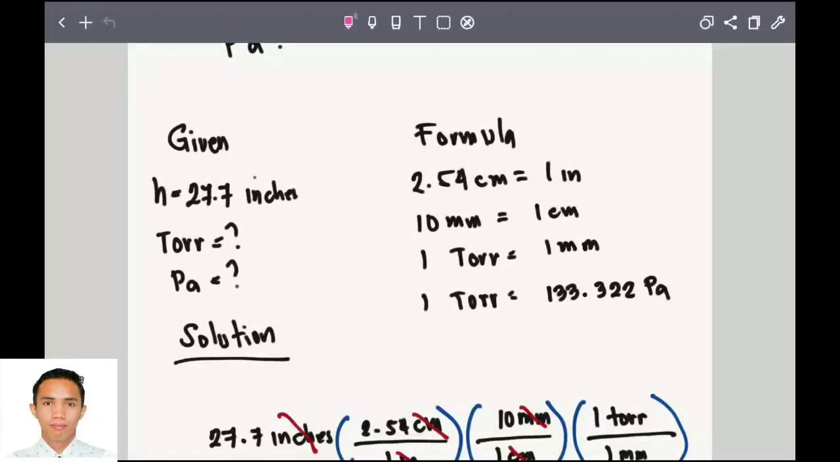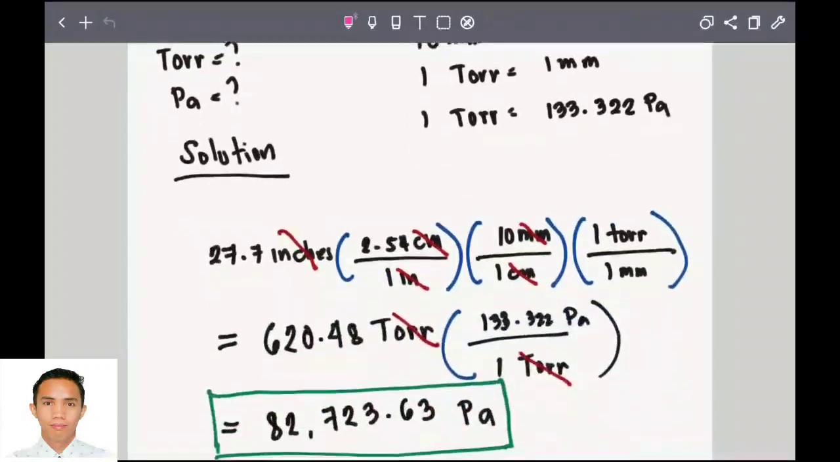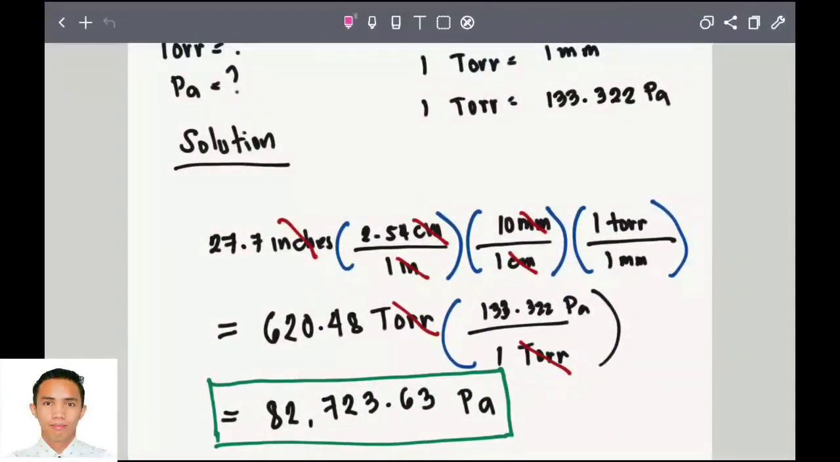2.54 cm is equivalent to 1 inch. 10 millimeter is equivalent to 1 cm. 1 torr is equivalent to 1 millimeter. 1 torr is equivalent to 133.322 Pascal. Solution.